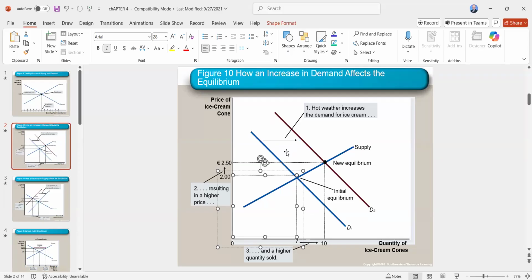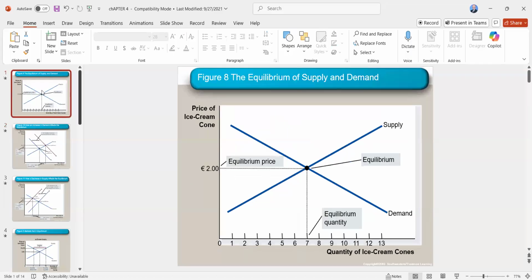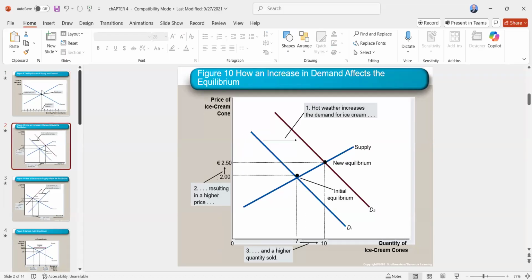All right. So the three steps: one, the original equilibrium that we started with here. Two, hot weather. What is that going to do for ice cream? That's a demand issue, taste and preference. It's going to shift demand to the right. And then you have the new equilibrium, price and quantity. All right. Now I want to go back.